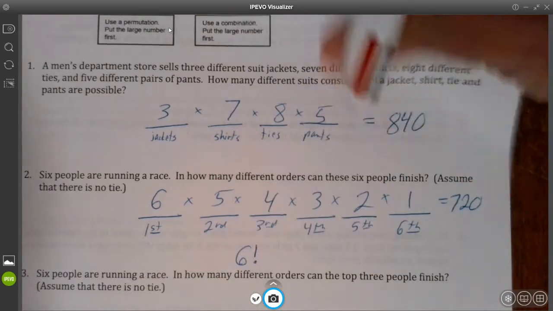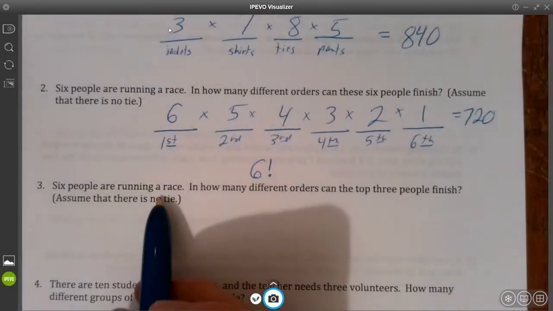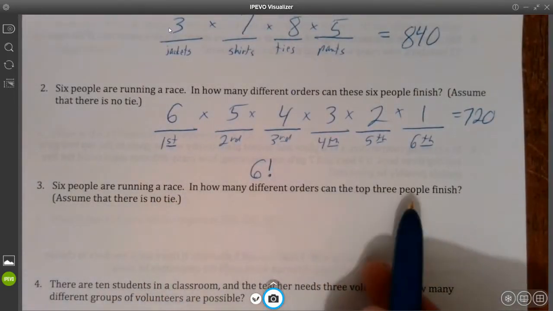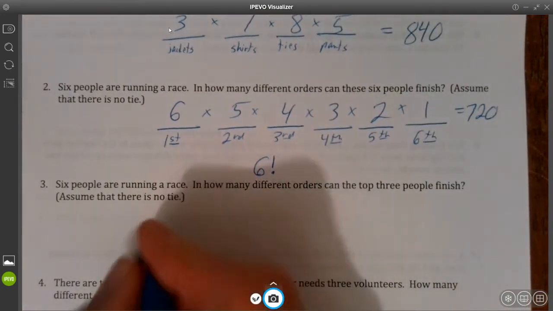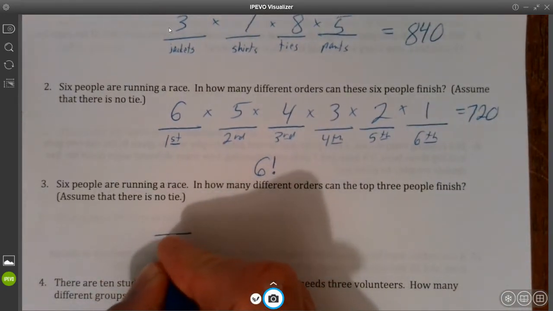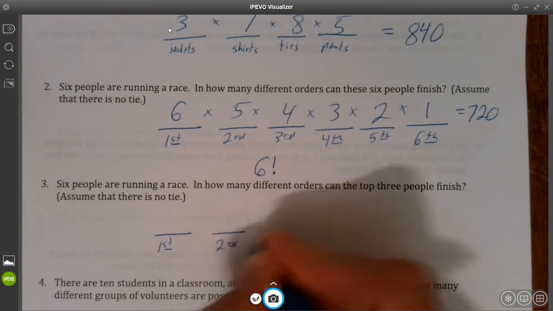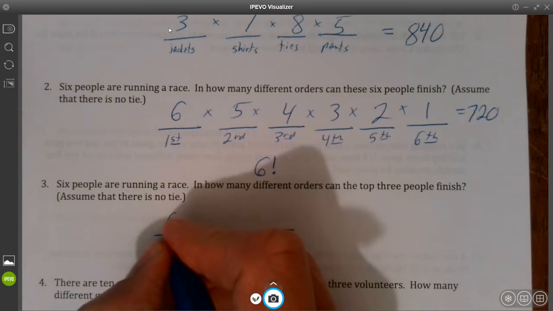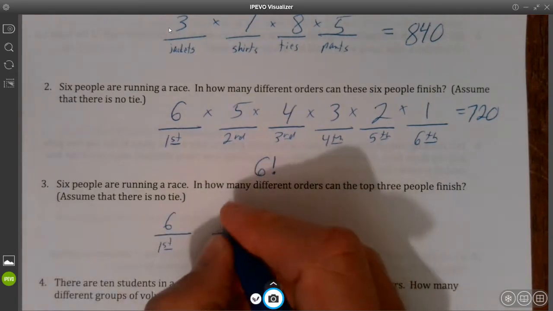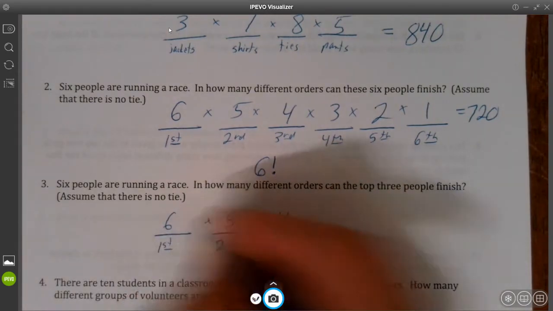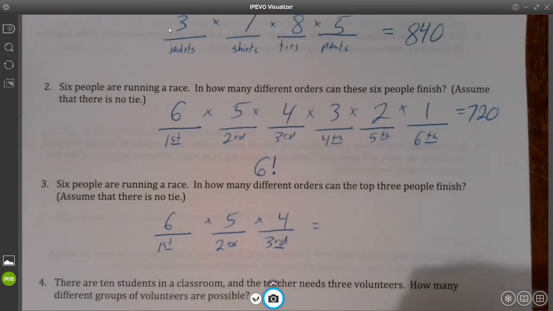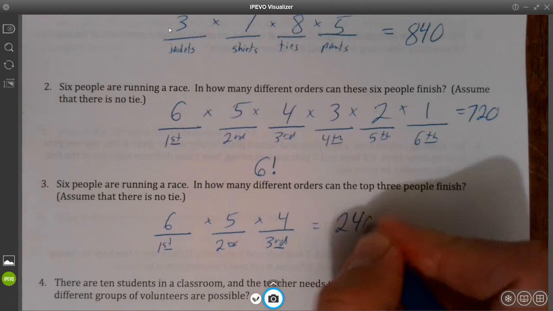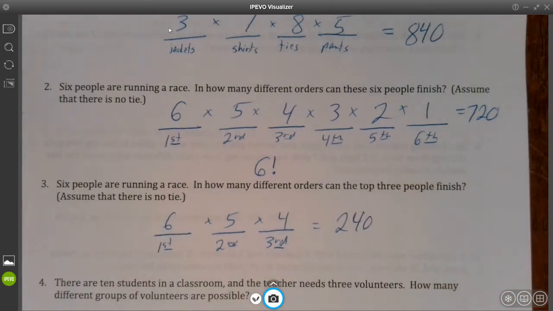All right, number 3. 6 people are running in a race. Wait, same problem. No, it's not. How many different orders can the top 3 people finish? And we're going to assume that there is no tie. So we have first, we have second, and we have third. And this is one of the 2 ways we're going to do this one. We have 6 options for first place winner, 5 and then 4. So 6 times 5 times 4 is going to give me a number that I am ashamed that is not coming in my head right now, 240. There are 240 ways of doing this.